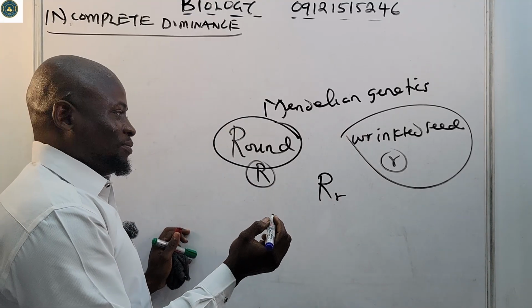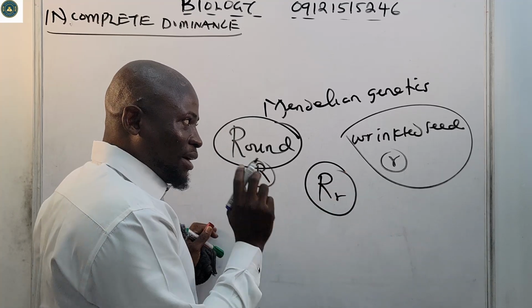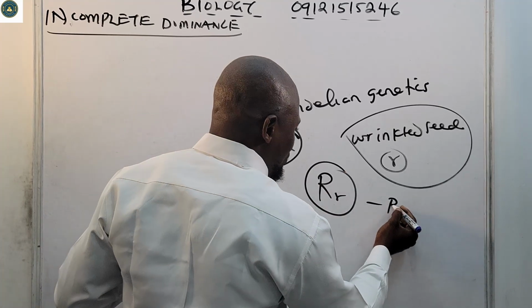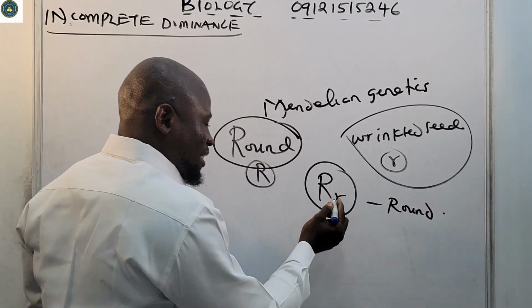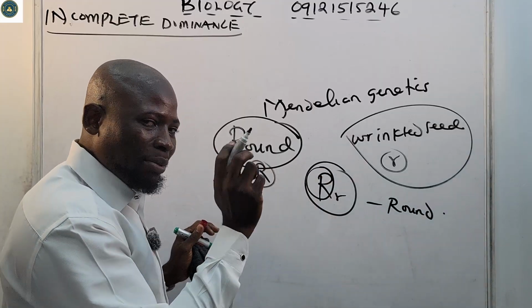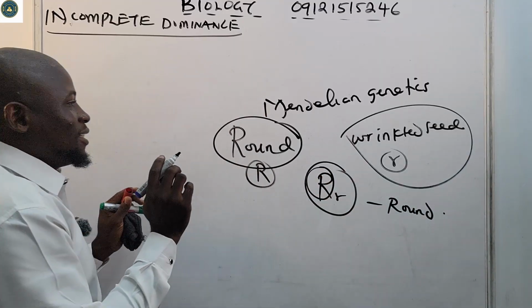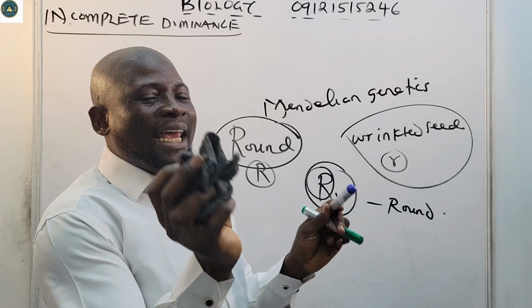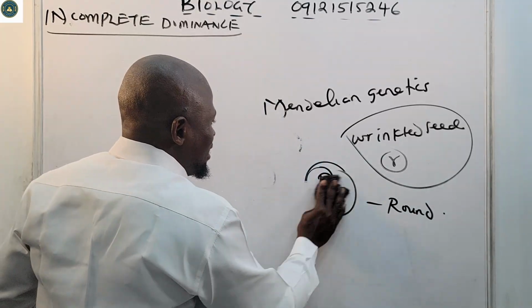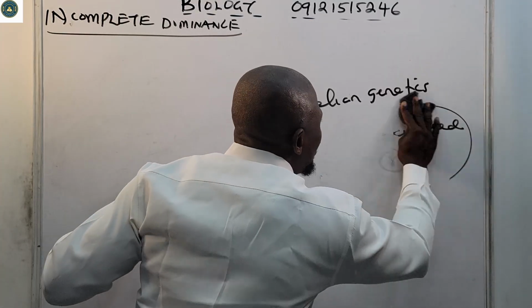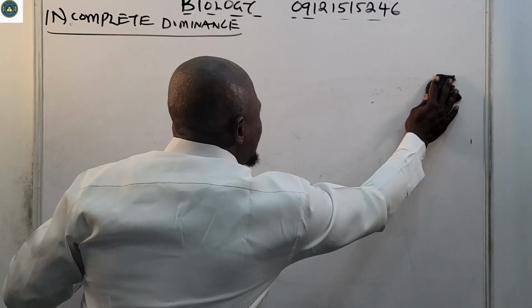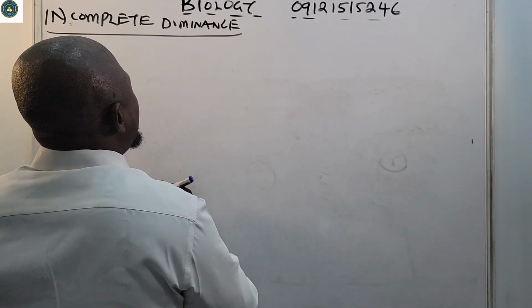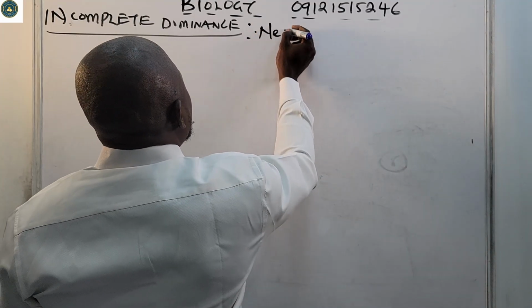Rr. Now, what will happen? Will this seed be round or wrinkled? It will be round, right? Why? Because this round seed is dominant over the wrinkled seed. This is what Mendelian genetics told us. But for incomplete dominance, neither allele is completely dominant. Let me put it down for you to see so that you can understand better.